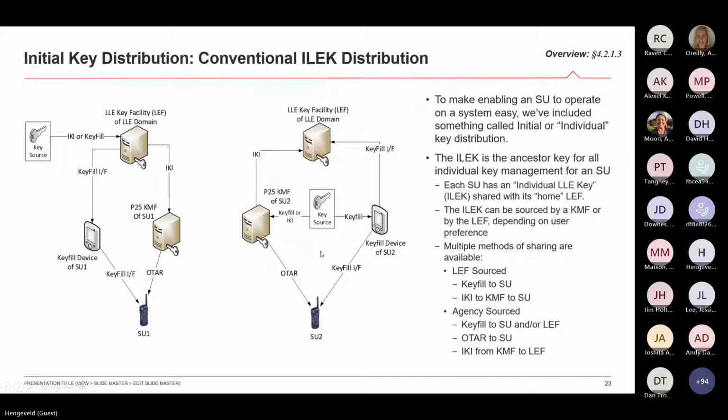Oh, it's another use case. That key source can be an external thing that uses IKI or key fill to provide the key, or it can go in the other direction. That is to say, the LEF can be the source of the key to the radio, or an agency can be a source of the key to the LEF. Either way, what's important is that the link encryption facility and the radio share a common key. Okay? And that's the ILEC, and it's unique per radio.